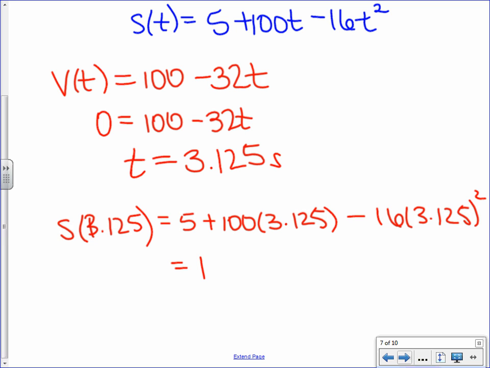160 what? 1.25. Feet. Make sure you give that label.